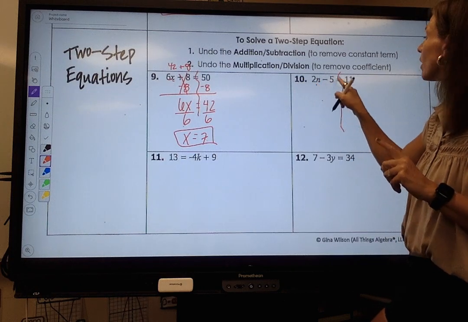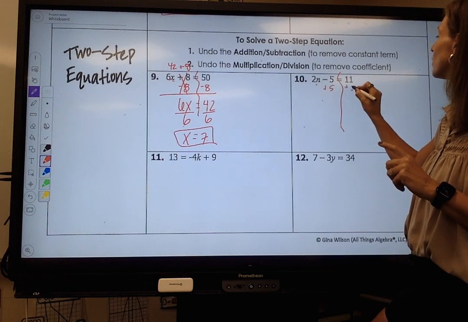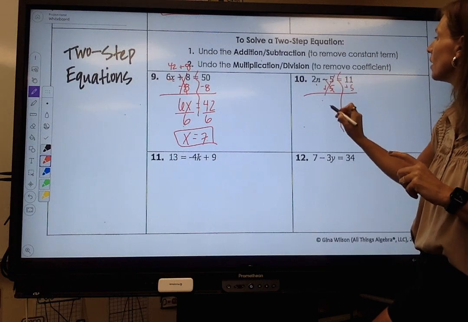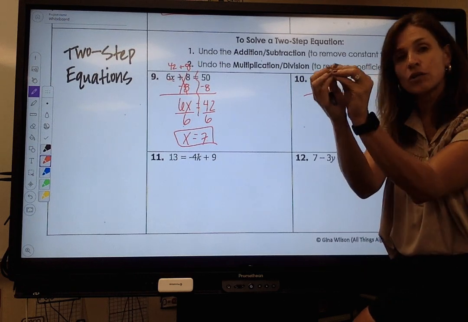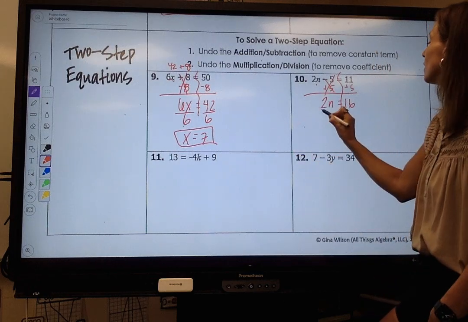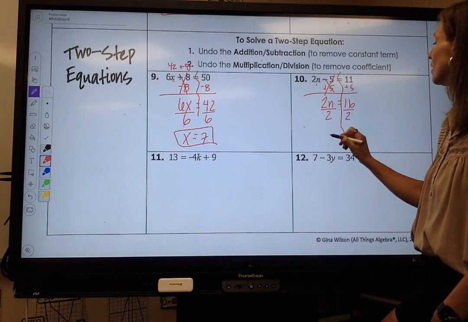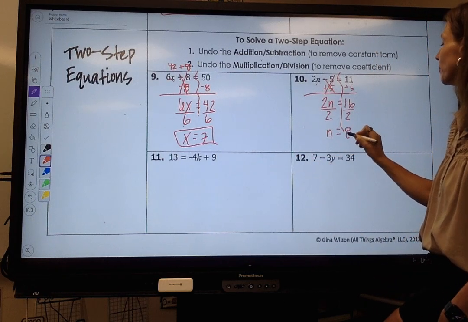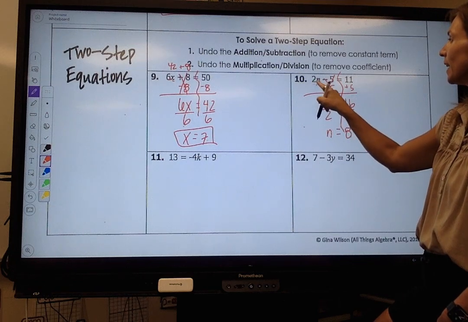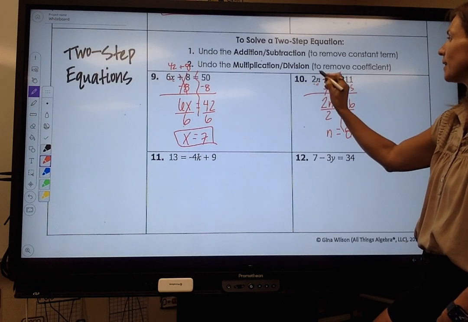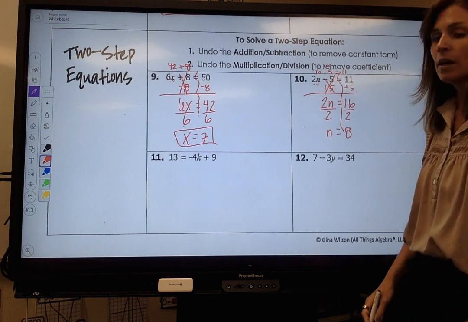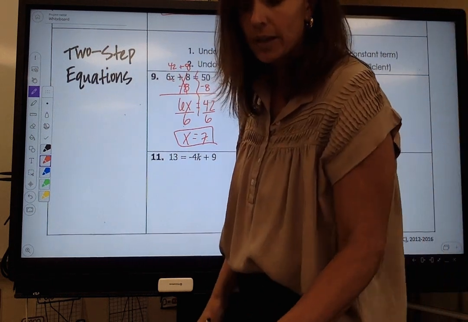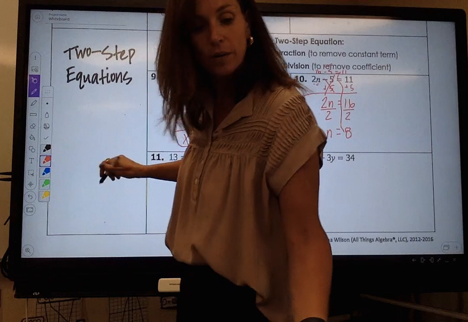Over here, my goal is to get n by itself. I got to get rid of the constant term, so I'm going to add 5 to both sides. Additive inverse. I'm left with 2n equals 16. Now I need to separate 2 from n. So separate means division, and I get n equals 8. Remember the power of checking. 2 times 8 is 16. 16 minus 5 is 11. It checks out.